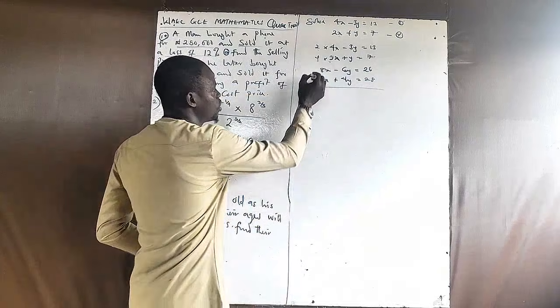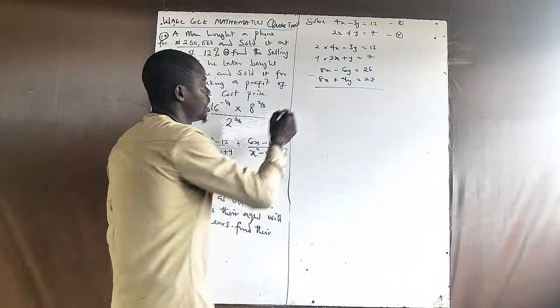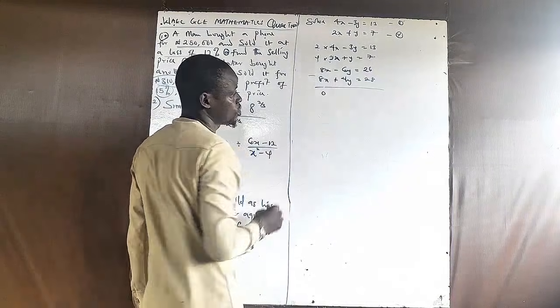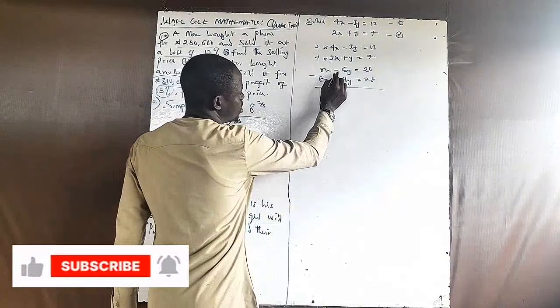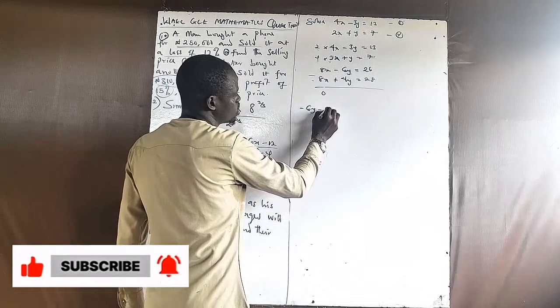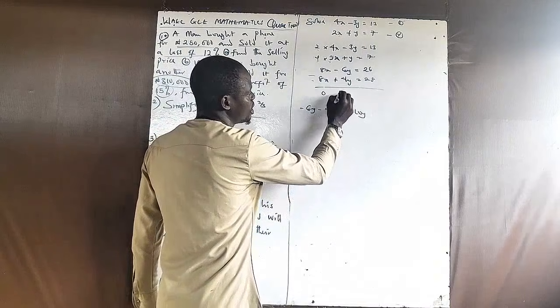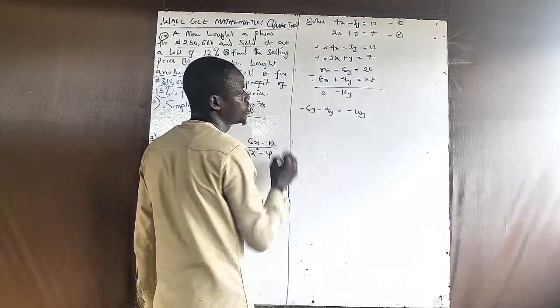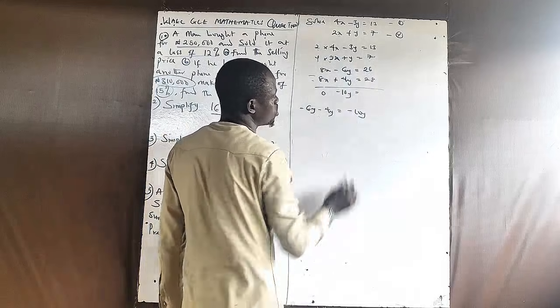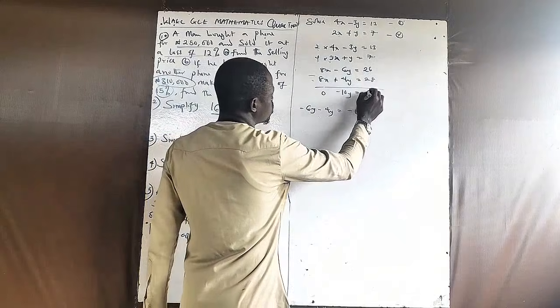Then what will I do? I will subtract the two equations. Now in subtracting the two equations, 8x minus 8x will give me 0. Now don't forget that this is minus 6y minus 4y. Let me write it down. Minus 6y minus 4y will give me minus 10y. Here I'll be having 26 minus 28, which will give me minus 2.